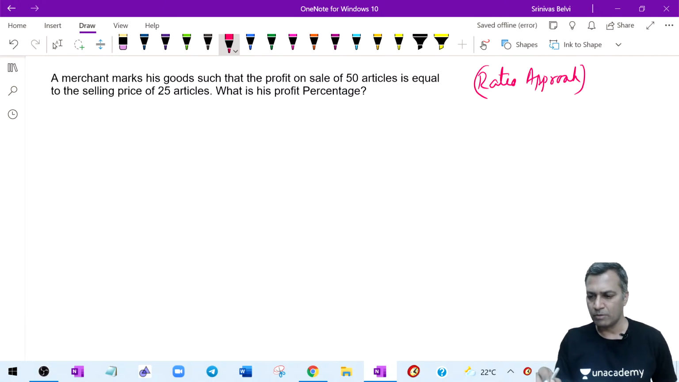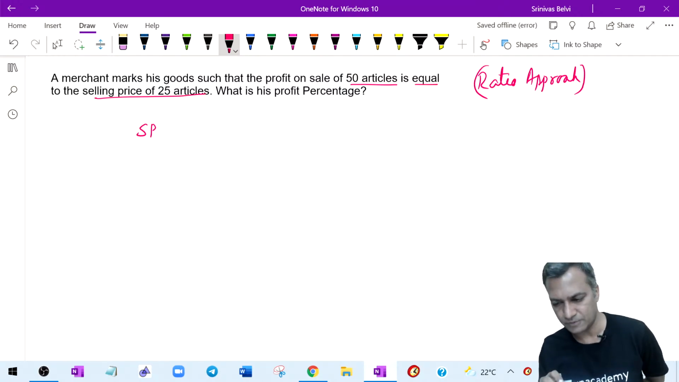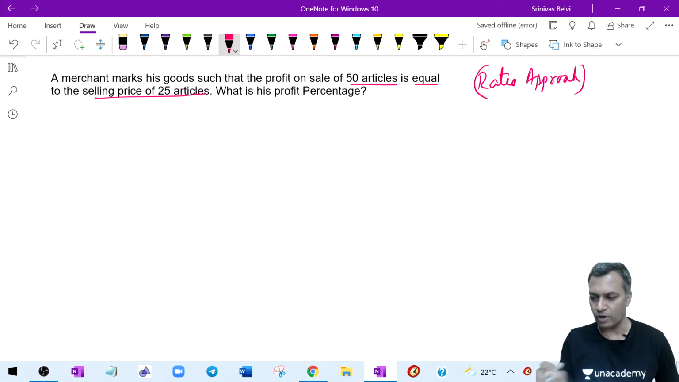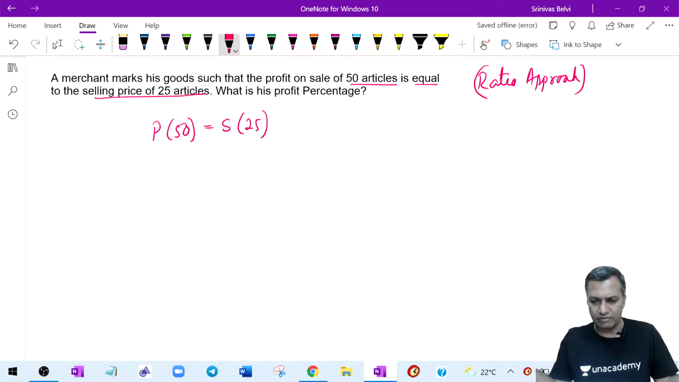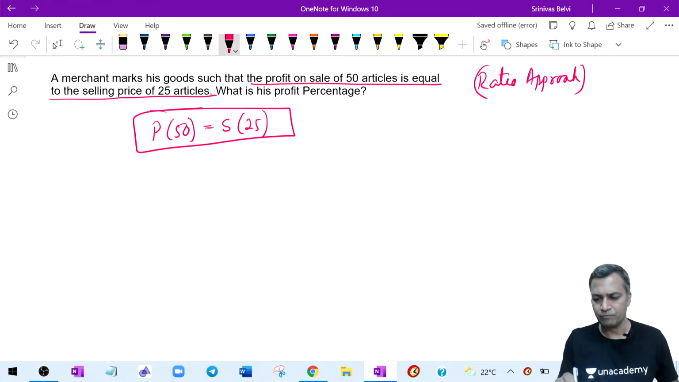I'm just saying that the profit on sale of 50 articles is equal to the selling price of 25 articles. If I just read this sentence, that's all I will write. If I want to represent this thought, it results like this in my mind. Therefore, profit divided by selling price is 25 divided by 50, which is nothing but 1 divided by 2.